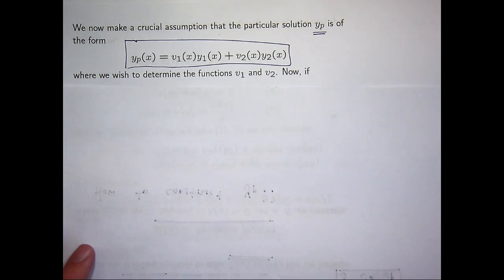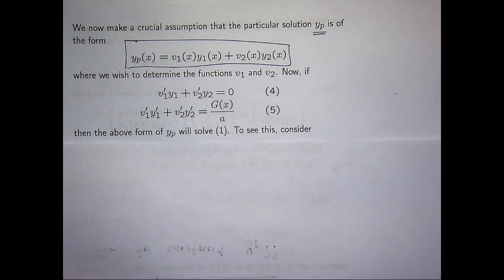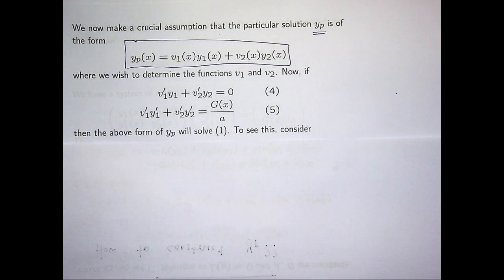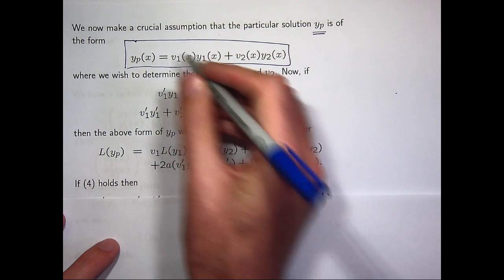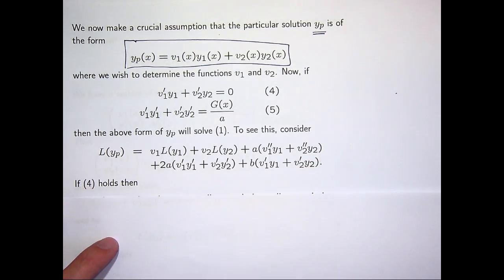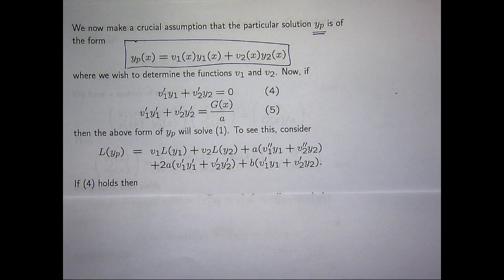Now, how do we do it? Well, if 4 and 5 are satisfied, then this form, y sub p, will solve the non-homogeneous problem, 1. To see this, all we really want to do is show that L of that form of y sub p equals g of x.